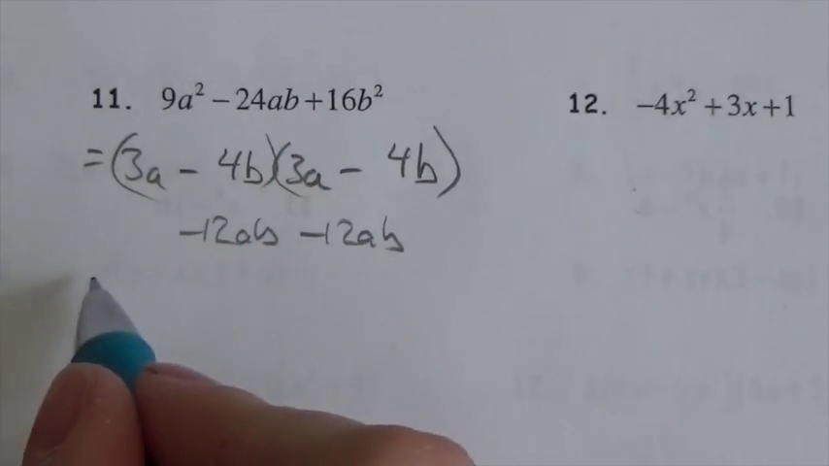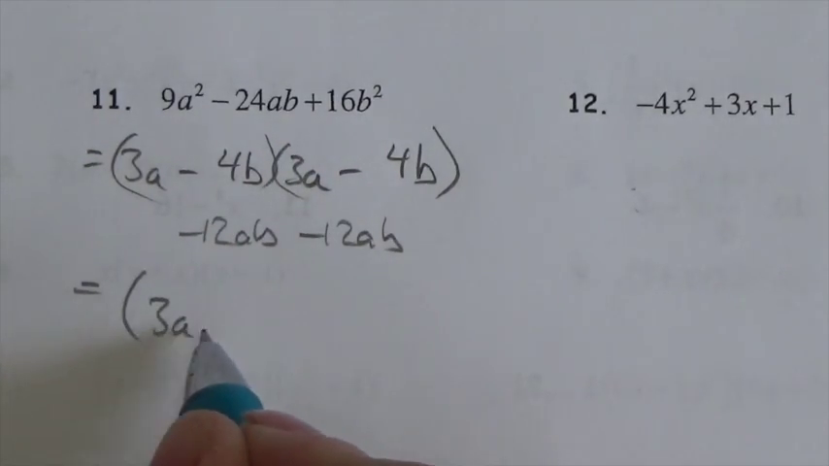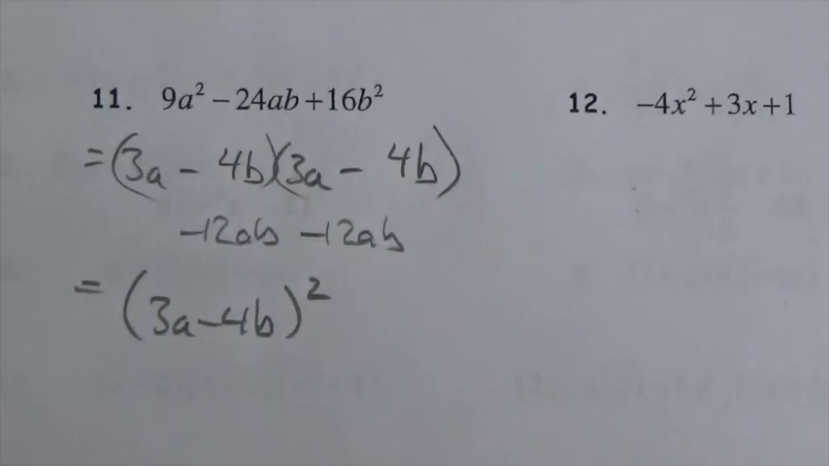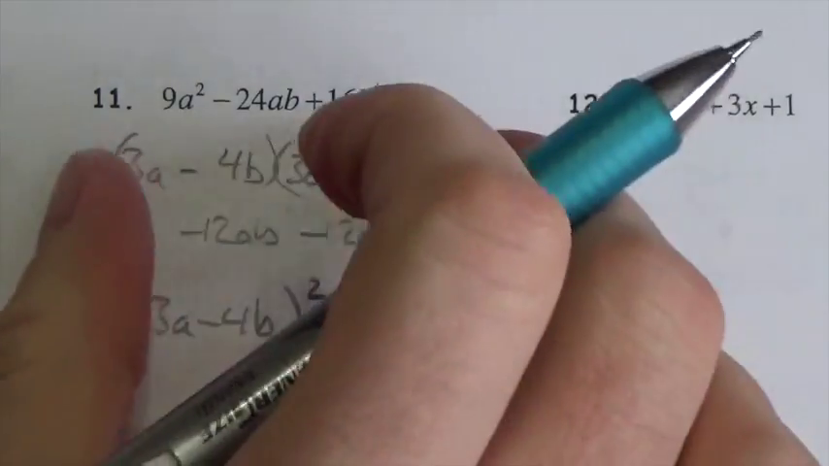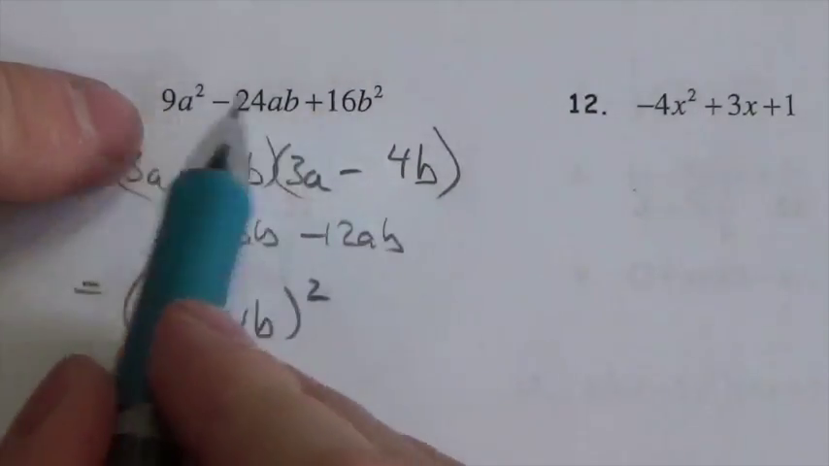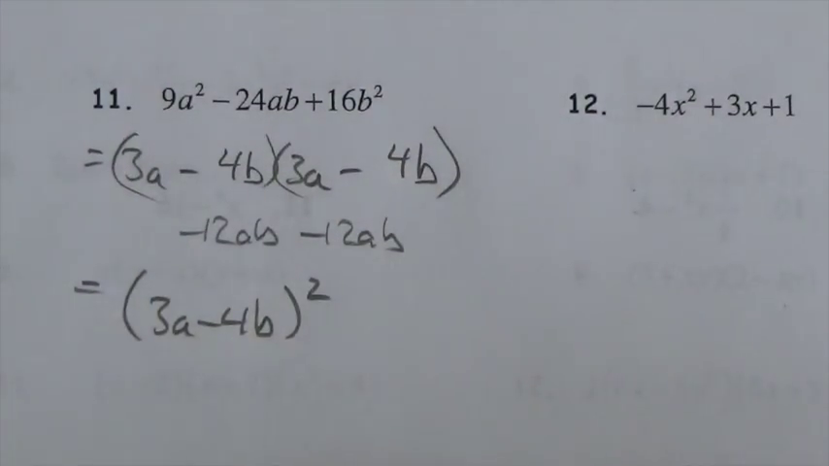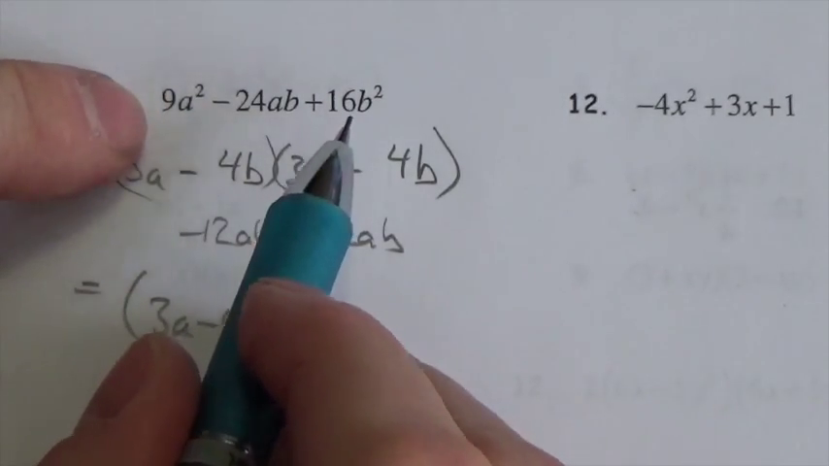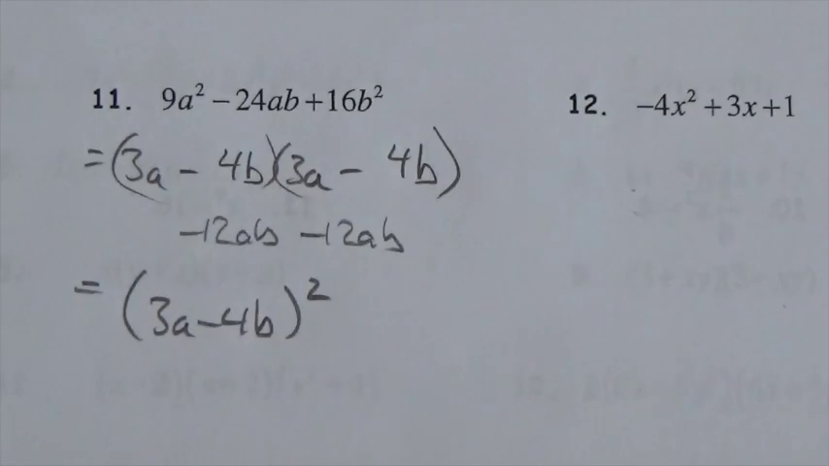So there we go. This question actually could have been written as 3a minus 4b squared, because there were two of them that worked. Always look for that pattern when you see that at the beginning and the end there. That might not have worked, by the way, but when you do see the squares at the front and the back there, there's a good chance it will work.